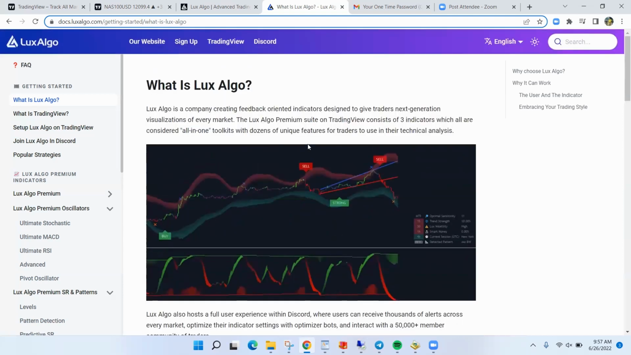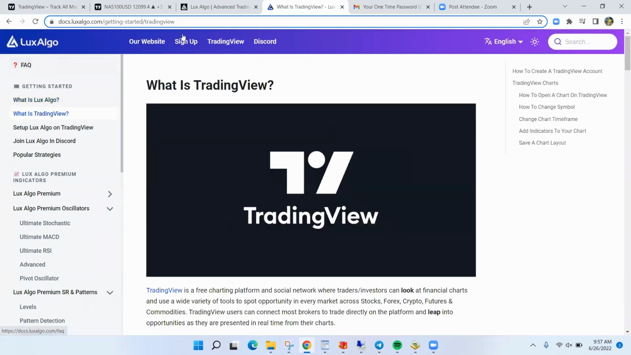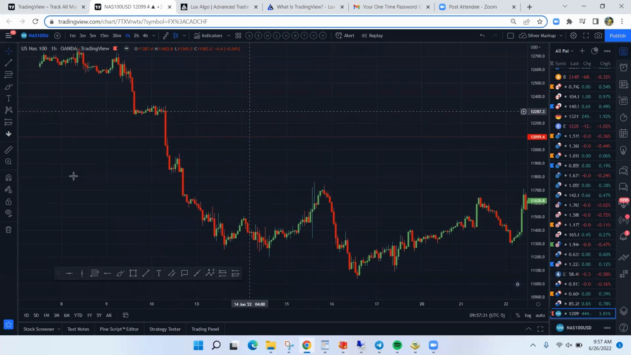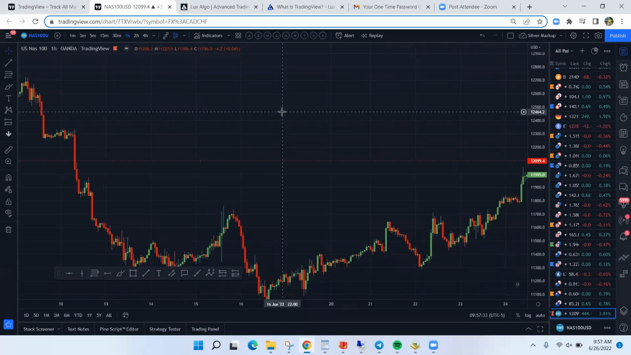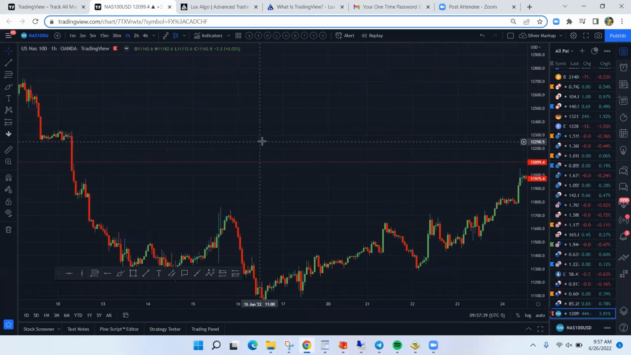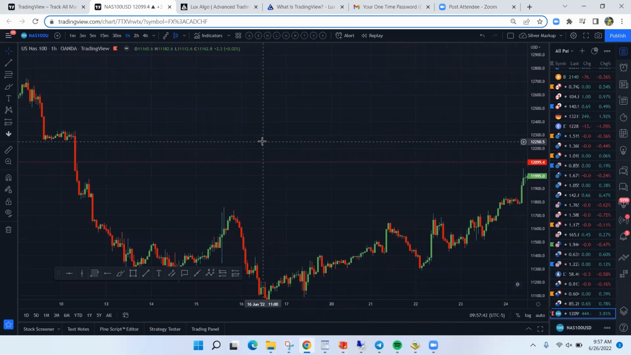So, how does it work? Well, it works on Tradingview. Tradingview is a chart platform, one I've been using for a long time now. Very practical, very easy to use on tradingview.com. And this is where Lux Algo is hosted. So when you want to use Lux Algo and see it visually, you have to go to tradingview.com.